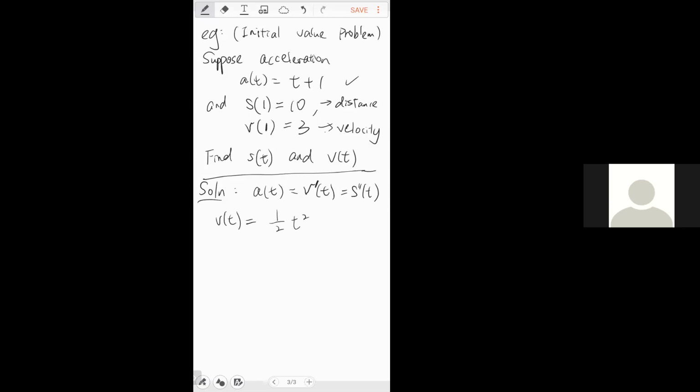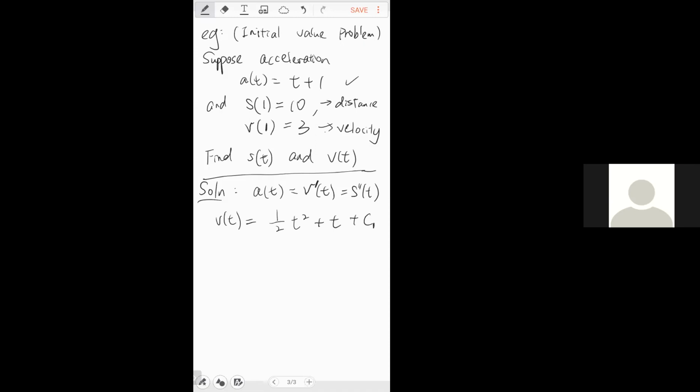So the antiderivative of t should be 1/2 times t squared. The antiderivative of 1 should be t, right? That's because when you take the derivative of t, you get 1. And don't forget plus c. Let's call it c1 here. Now, how do I find c1?